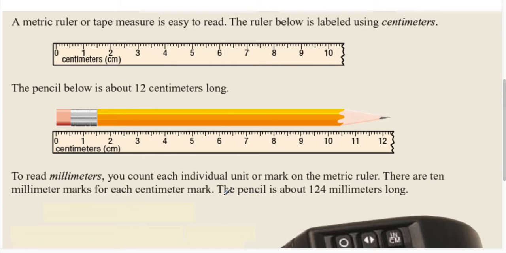So in this case, if we look at our centimeter ruler and read it in millimeters, the pencil is about 124 millimeters long. So it's 124 millimeters long, and we know for a fact that if you get 124 millimeters and convert it into centimeters, it's 12.4 centimeters. There's the number 12, and you count 4 millimeters. That accounts for the 4 in the tenths place of 12.4 centimeters.